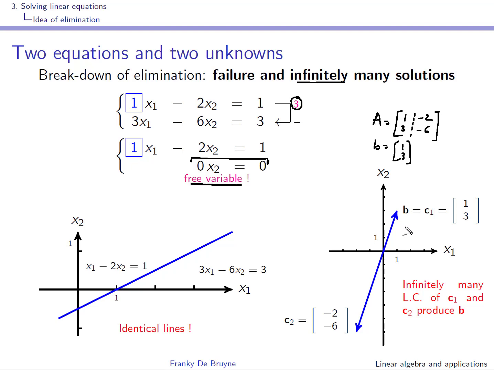And here there are actually lots of combinations of C1 and C2 that will produce B. For instance, you can take 1 times C1 and 0 times C2. Okay, you can take minus a half times C2 and 0 times C1. So you see that there are lots of solutions, but what is important is that whenever you encounter an equation like that one, there is a free variable, and this will lead to infinitely many solutions.